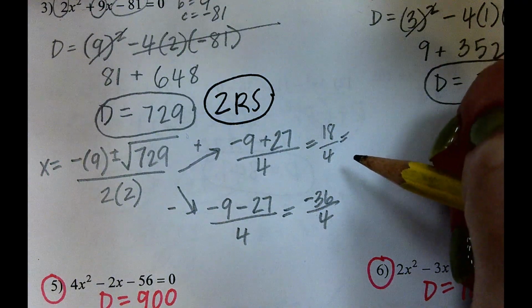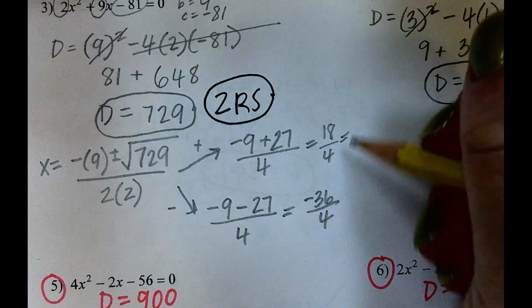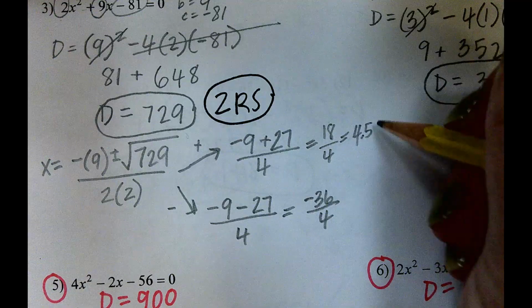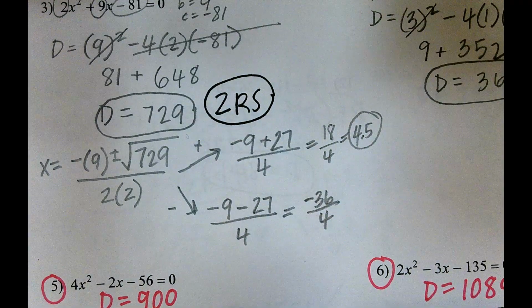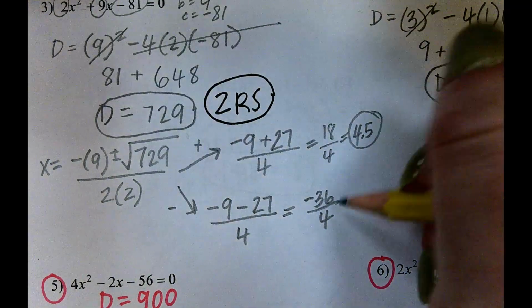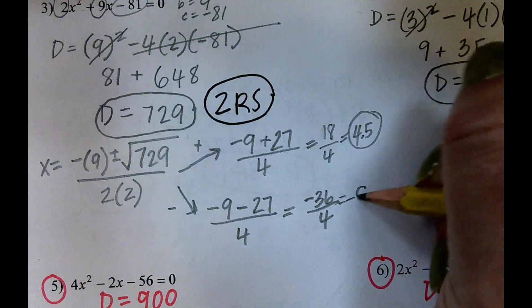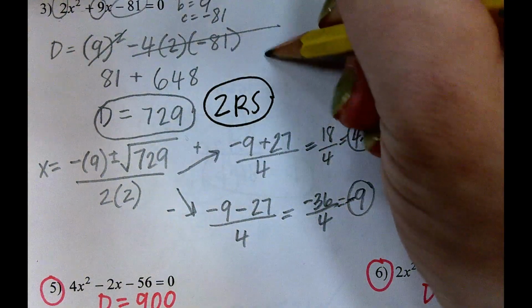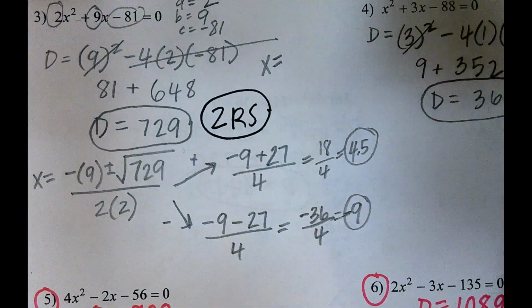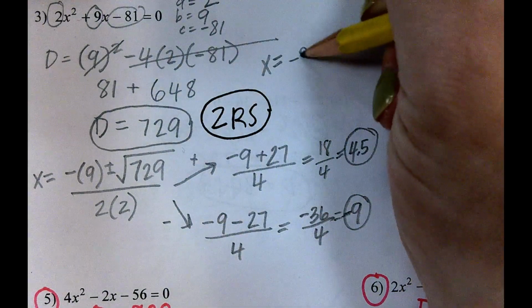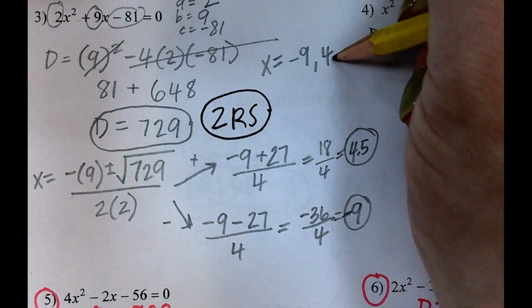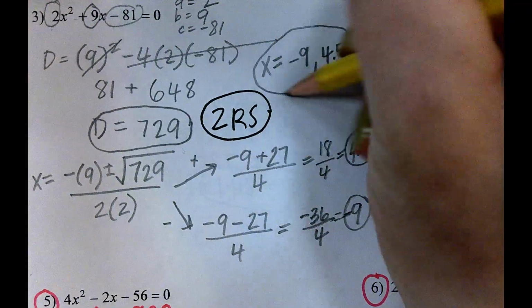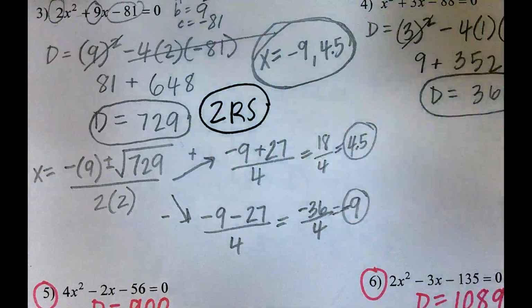I did 18 over 4. Yes, that is 4.5. And then the negative is negative 9. Good, negative 9. So x equals 9, 4.5. Right.